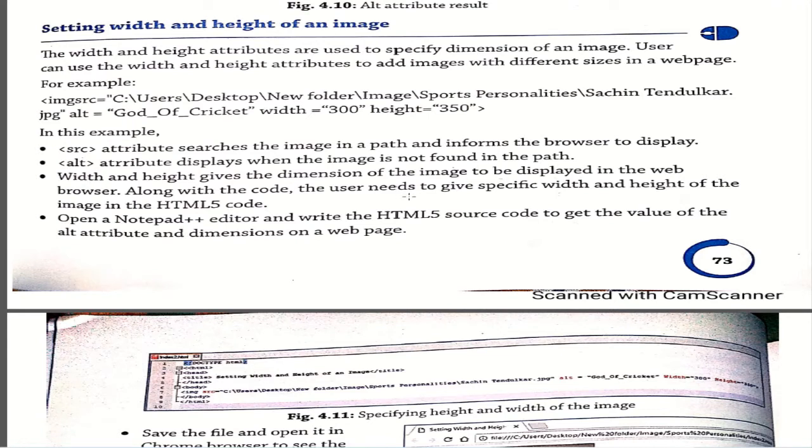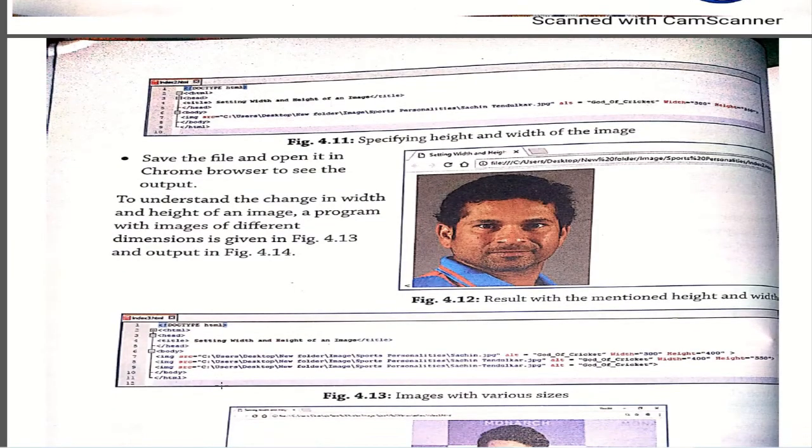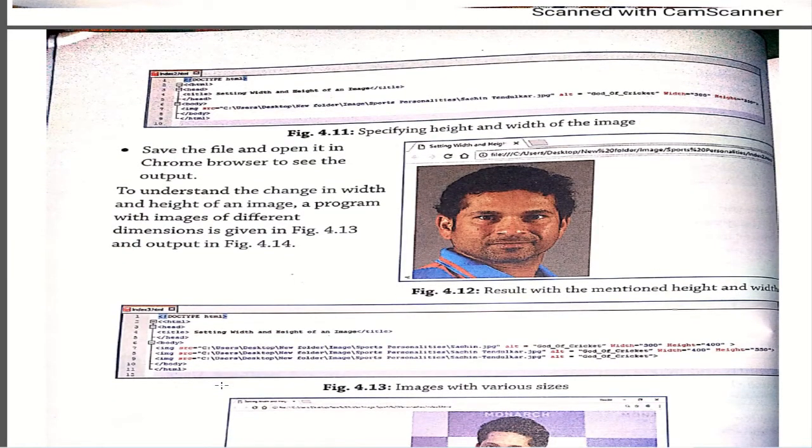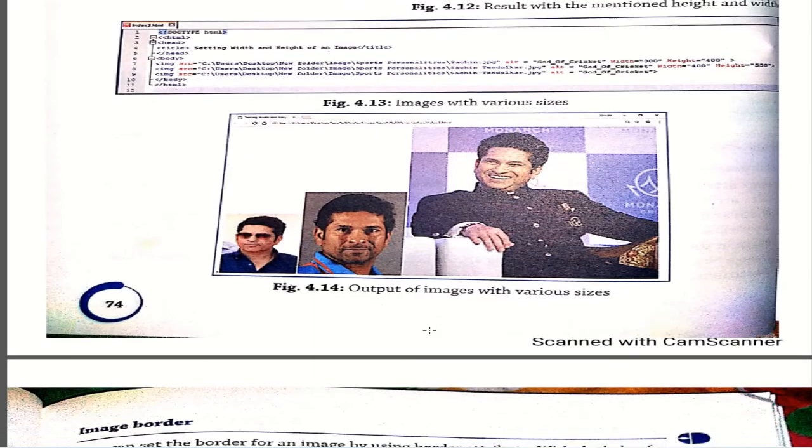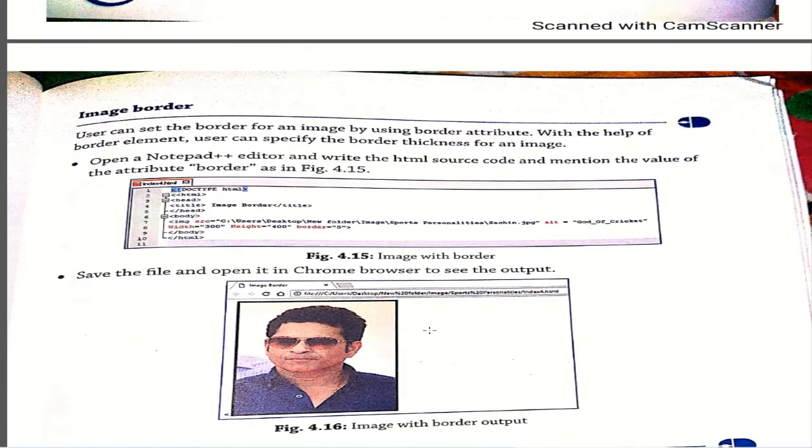The user needs to give a specific width and height of the image in the HTML5 code. Then open the editor and write the source code to get the value of the attribute like this, as I have written. Then you need to save the file with the .html extension, and then you can open it in the Chrome browser and get the output like this. Okay, so these are the formats available. Next is your image border.